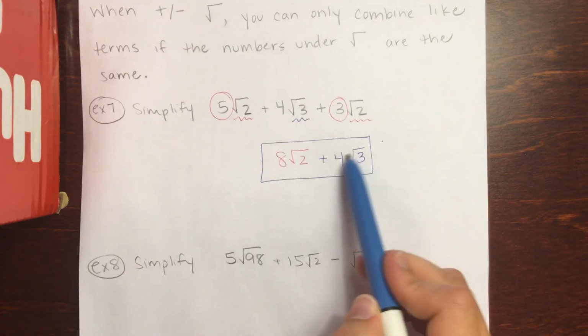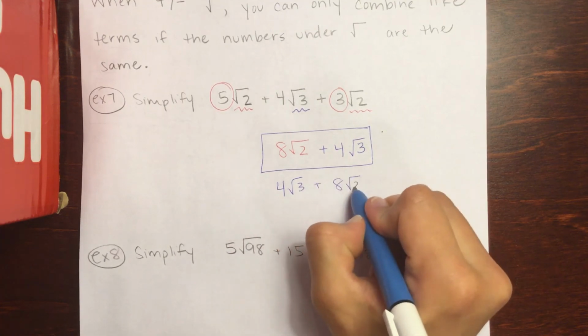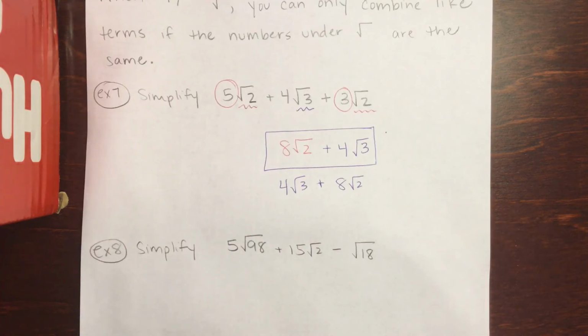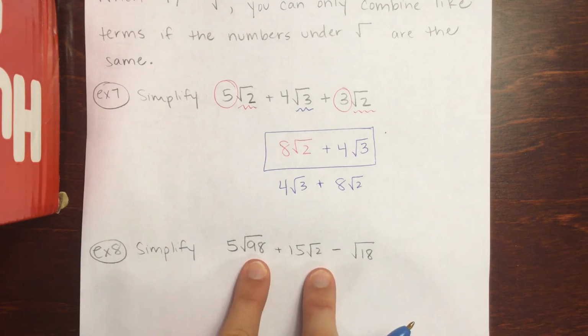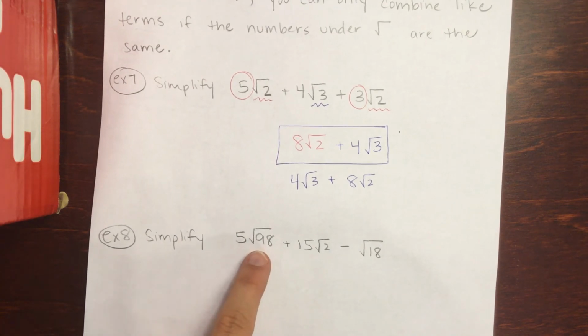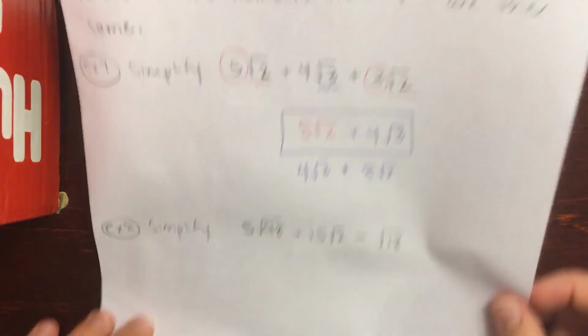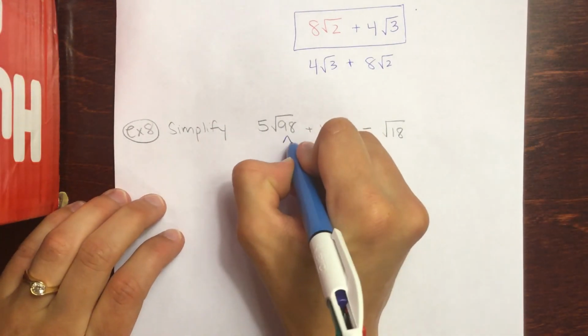It doesn't matter if you put the square root 3 piece first or if you put the square root 2 first. Either way, it's the same idea. But for the most part, when I give you problems like this, I am not going to straight up give you the nice simplified square roots. I'm going to want you to first simplify them and then combine like terms. So right now in example 8, I can't add anything together because I have a square root 98, a square root 2, and a square root 18. None of those have the same number under your square roots, so I can't combine like terms.